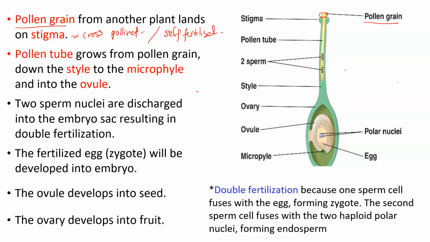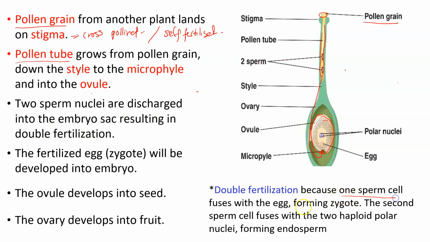So the pollen lands on the stigma. From there, the pollen will start to form a pollen tube. So this is the pollen tube formation. It grows from the pollen grain down the style to the micropyle and into the ovule. Says here, two sperm nuclei are discharged into the embryo sac, resulting in double fertilization. Double fertilization, because why?